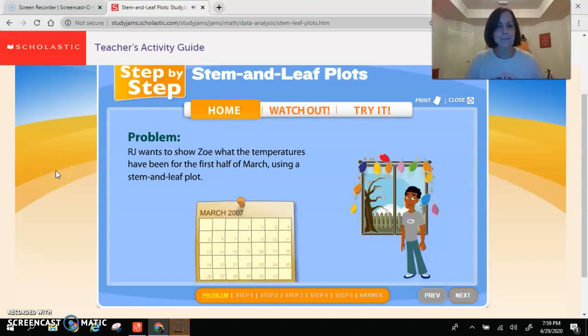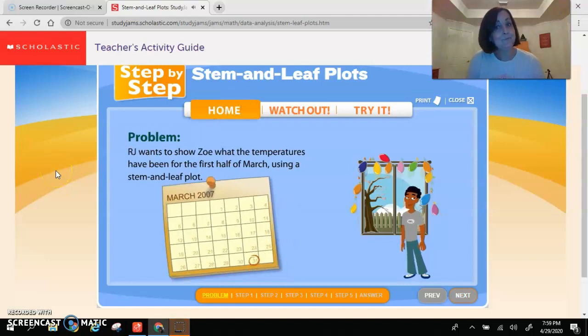Zoe is having a party at the end of March. She wants to see how the weather's shaping up. She's a very visual gal, so I thought a stem and leaf plot would be a slam dunk way for her to graph it out. Let me show you how it's done, step by step.